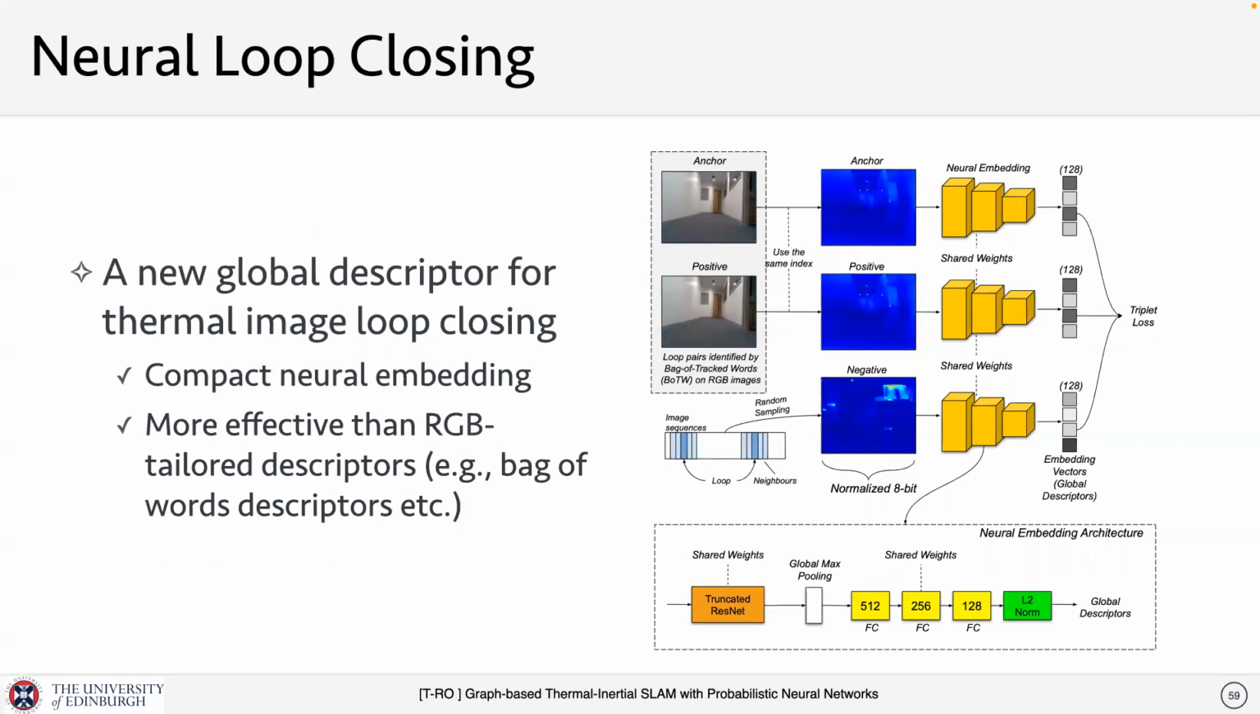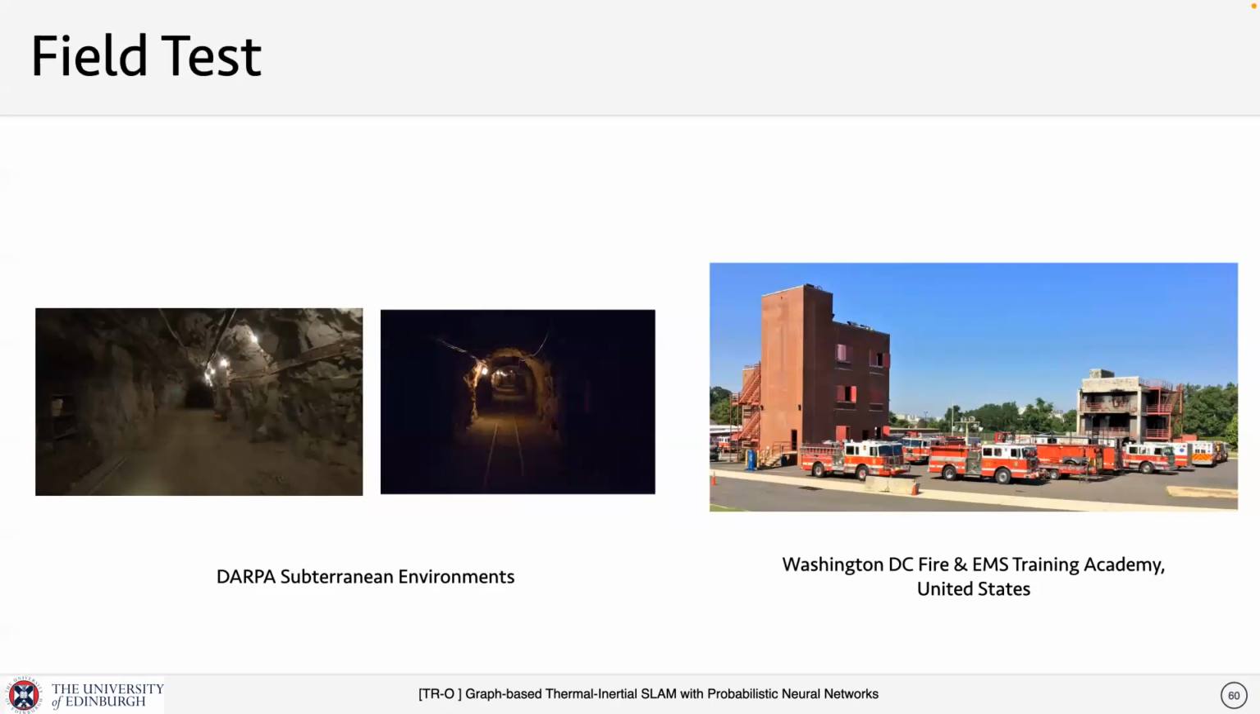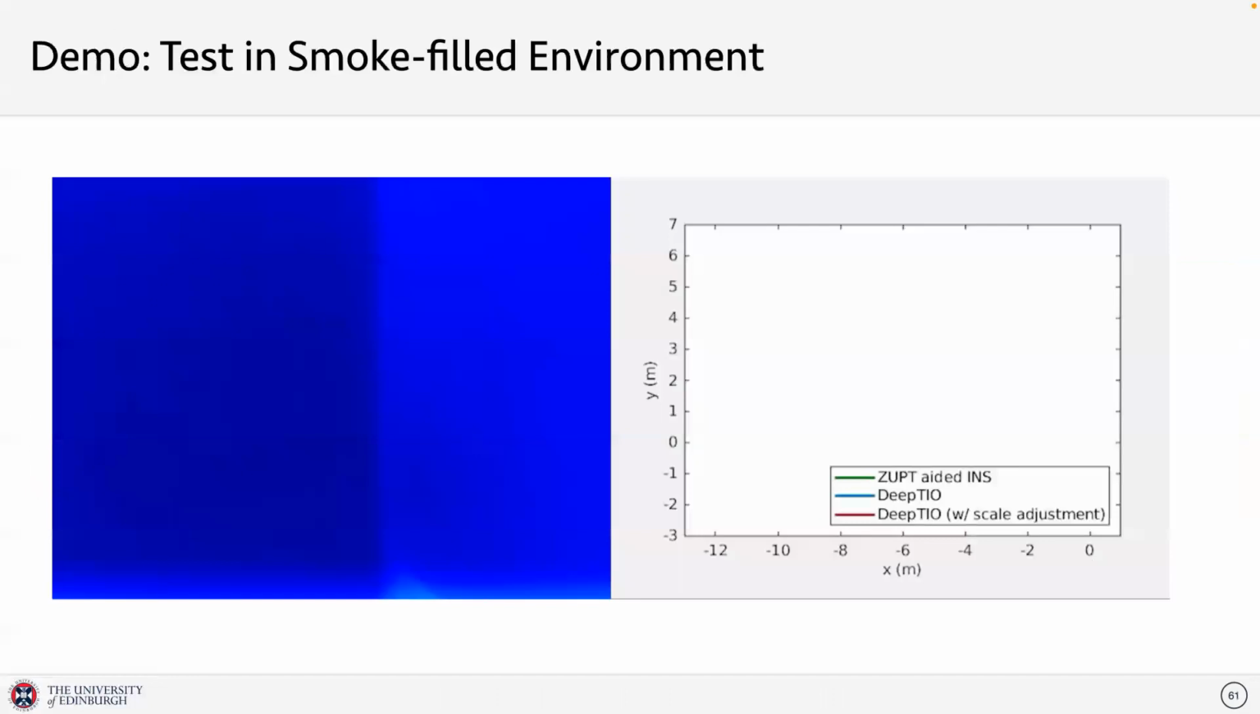Another thing is neural loop closing. I won't dive into detail, but the key thing here is we developed a bespoke descriptor for thermal images when you want to use it for loop closing. Namely, trying to find whether this is a revisit of a position the robot has been to before, which is pretty important for SLAM systems. And this is what we achieved in our work. Here I show two quick demos. First, the firefighting drilling trials, in collaboration with US firefighters, and second, a DARPA subterranean environment, which is an underground tunnel. Let's see the first one.